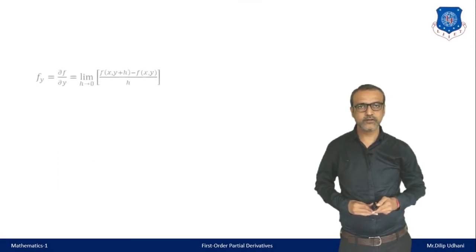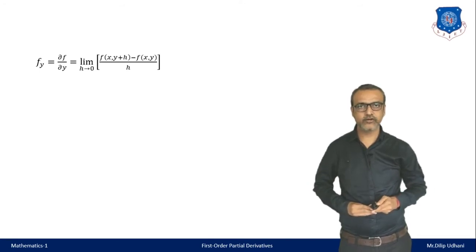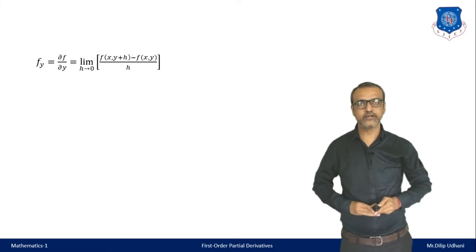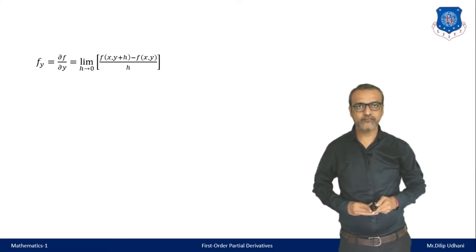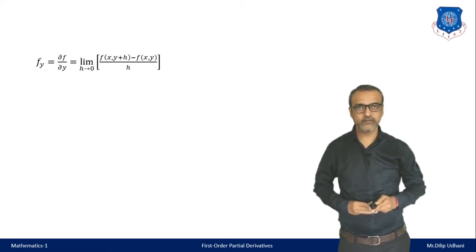Now similarly we will find out del f by del y at point 1, 2. So first of all we will find out del f by del y using definition, and that is limit h tends to 0, f of x comma y plus h minus f of xy upon h. So first of all we have to find out f of x comma y plus h. To find out f of x comma y plus h, we will replace y by y plus h.